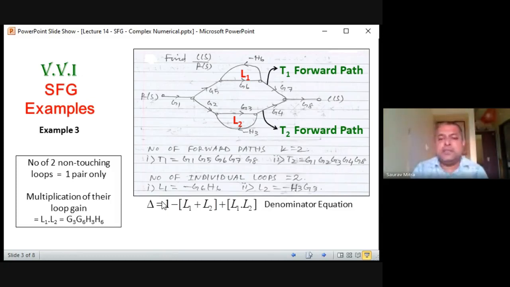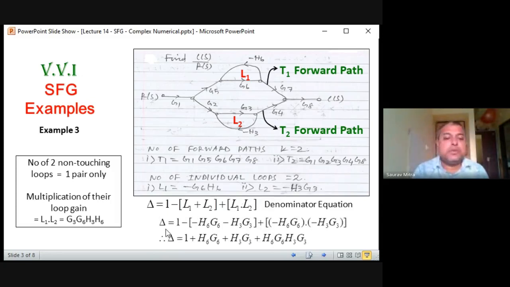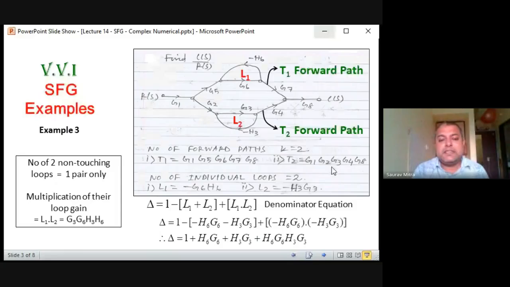So whatever is the denominator of the transfer function is also called the determinant. So delta is equal to 1 minus, so this is the individual loop gain, so this is L1 gain plus L2 gain plus the multiplication of the pair of non-touching loops. So this is L1L2. So if you substitute all the values, what we are going to get is delta is equal to 1 minus, this top one is minus H6G6, this is minus H3G3, and finally plus the pair of non-touching loops there.